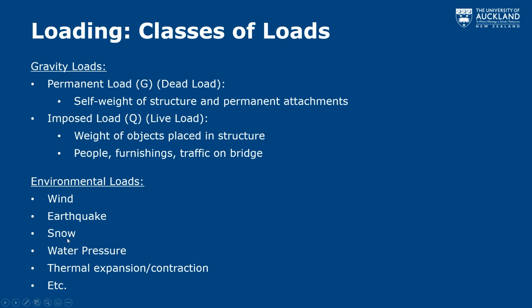Snow load, it's probably more of a problem in some of the areas in the South Island, and this is another type of gravity load, because snow is going to build up on top of a roof and effectively add to our imposed load. But because this happens in different patterns and different magnitudes than our imposed load, we treat it as a separate loading condition, and that's because it has a different amount of uncertainty, which we'll talk about later.